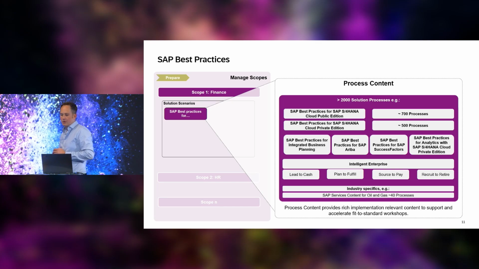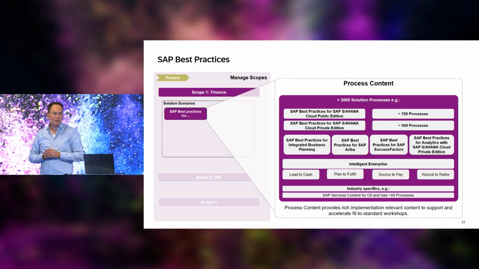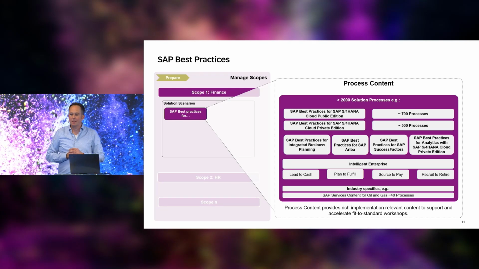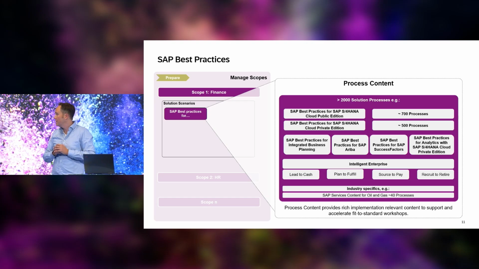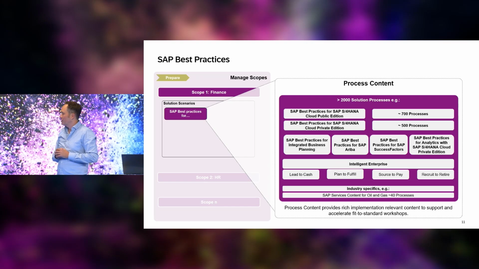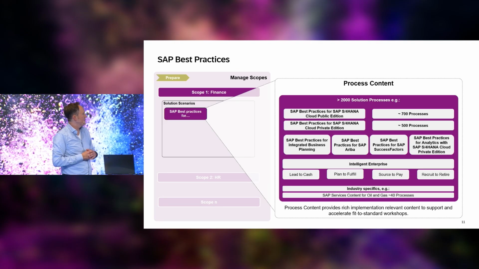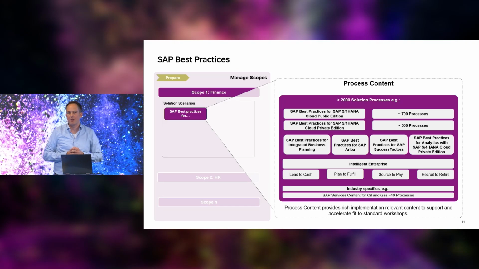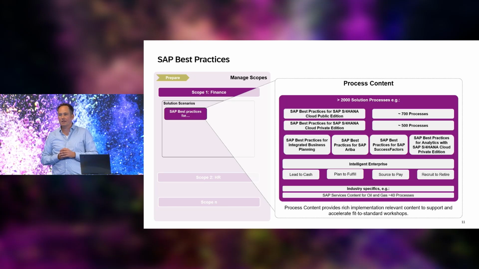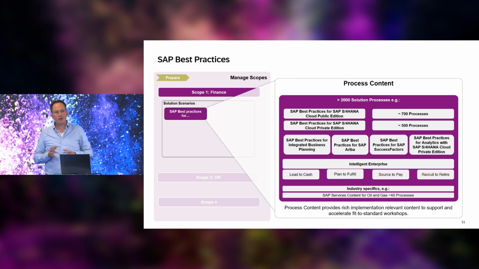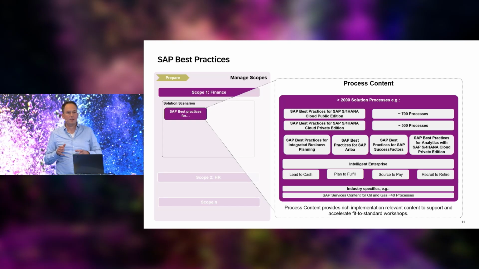We have above 2,000 processes coming from basically all the solution teams, mainly of course for our big products for private and public cloud, which make up already 1,200 of these processes, but then coming more into play the other solutions like integrated business planning, Ariba, SuccessFactors, and so on.